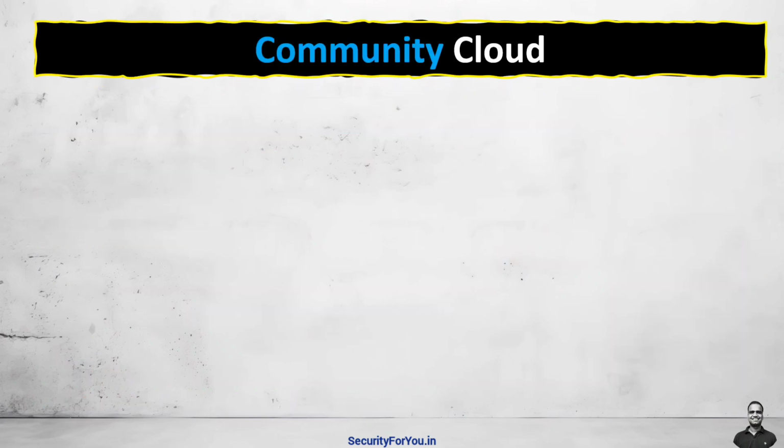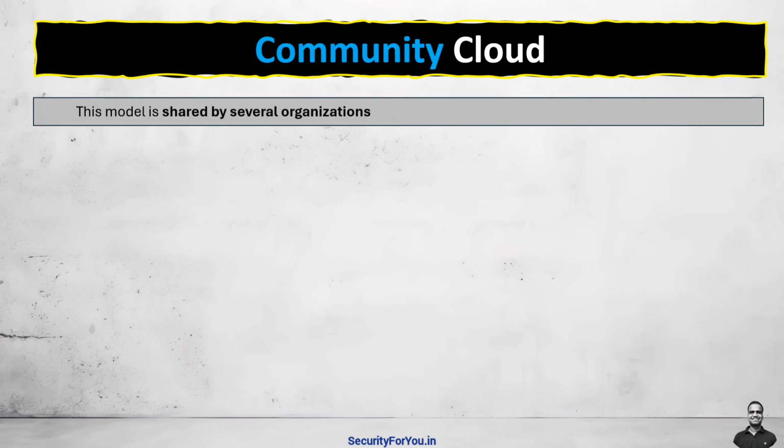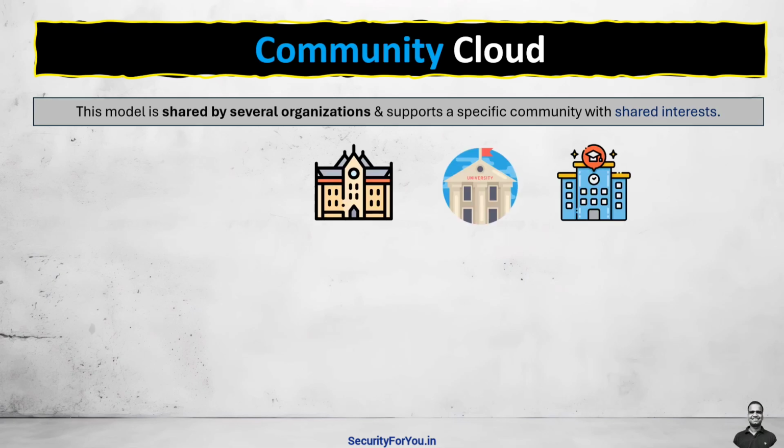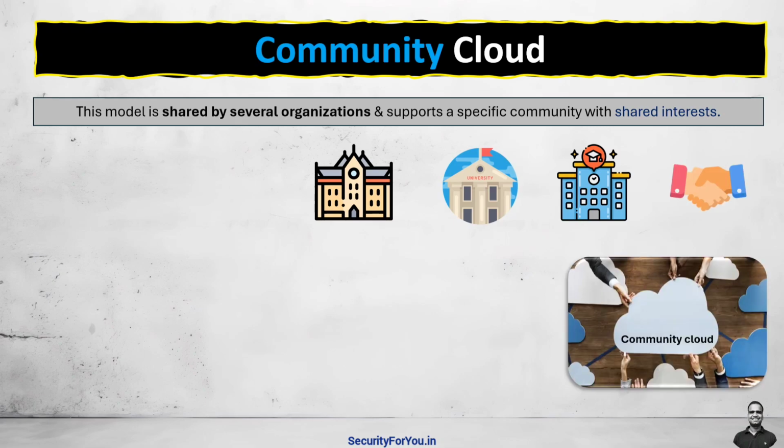Community cloud. This model is shared by several organizations and supports a specific community with shared interests. For example, consider a group of universities working on a joint research project. They could use a community cloud to share resources and data securely while collaborating on their research, right?